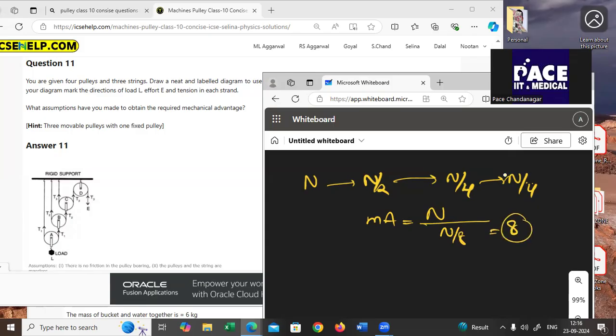So this is how we get the mechanical advantage 8 using 4 pulleys and your strings, 3 strings as you can see here. So around the first pulley, 1 string, around the second pulley, another, around the third pulley, another, and the fourth pulley here. And here, as you can see, T1, T2, T2, here T3, T3, and T3. We have done in the previous thing also the same way, right? So that is how we go with.